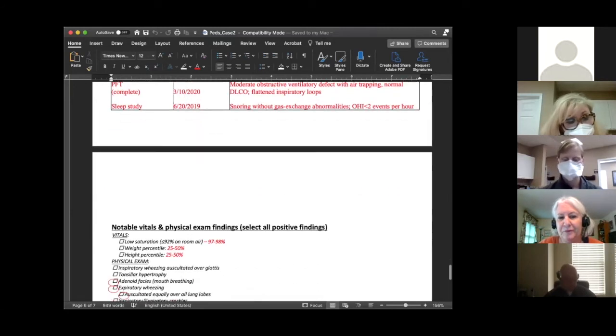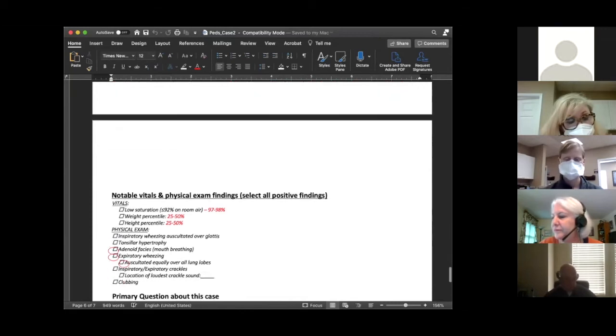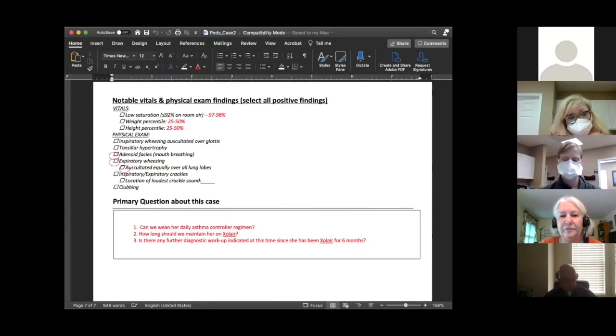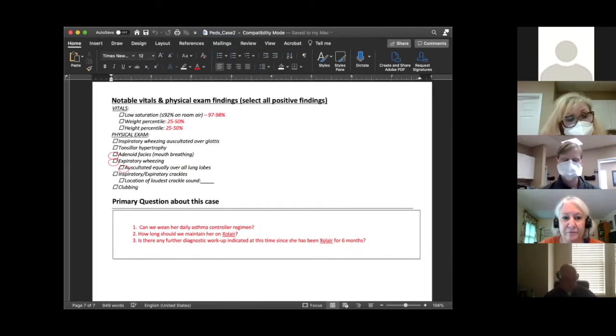Sleep study, like I mentioned to you earlier, was non-significant. Her weight and height were great. She tracks always around the 25th to 50th percentile. She does have a little bit of that adenoid-like facies, mouth breathing. She has some expiratory wheezing.